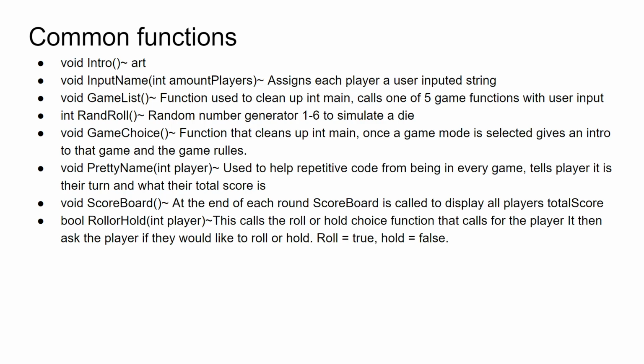In order to keep more uniformity throughout the code, the team chose to use common functions. These functions are used in every game or multiple games, so it is easier to call them each time instead of rewriting them each time. Some of the more important common functions are game list, which calls a vector that allows the user to choose what they play with .at. Roll or hold calls for the Boolean function. The user input roll equals true and returns to the ran roll function. Hold equals false and continues to the next player's turn. Ran roll calls a random number generator 1 through 6 to simulate a die, and scoreboard calls for the output of each player's name and their current total score.